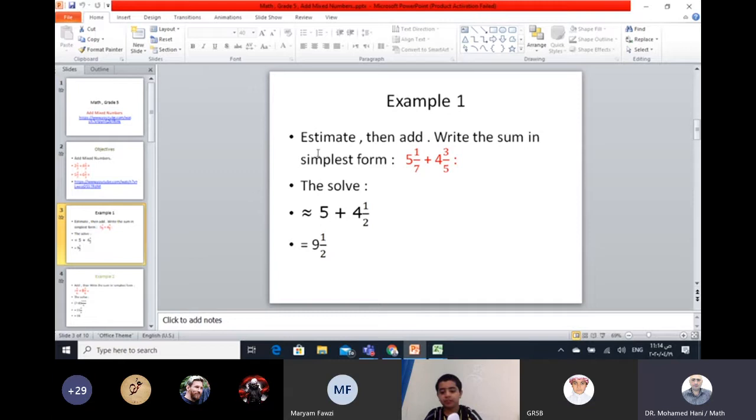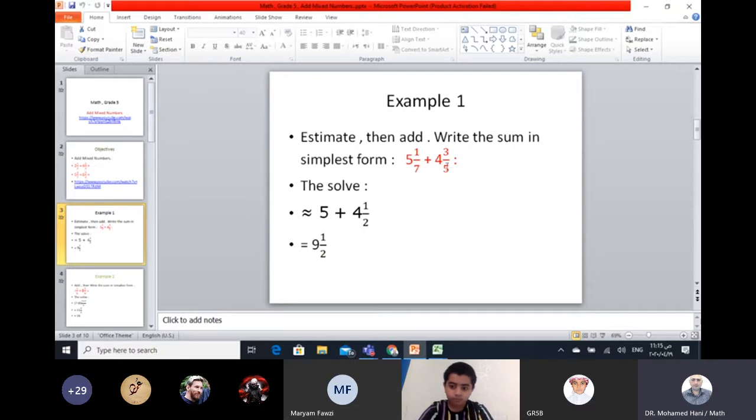When you see estimate in the question, do the estimate first, then add. So I have here the mixed number 5 and 1/7. When you want to estimate a mixed number, as you remember, go to the fraction. As you see here, the number up is very small compared with the number down. So the estimate of this fraction will be 0. 5 plus 0 will be 5.